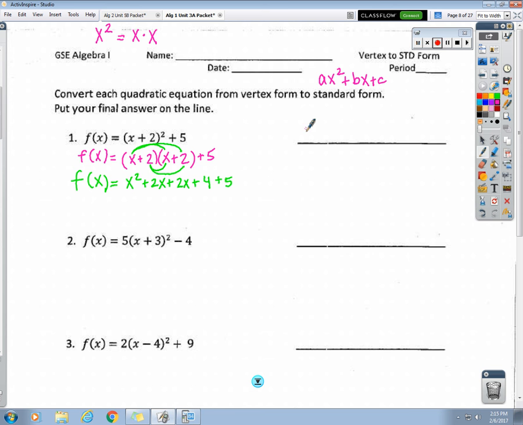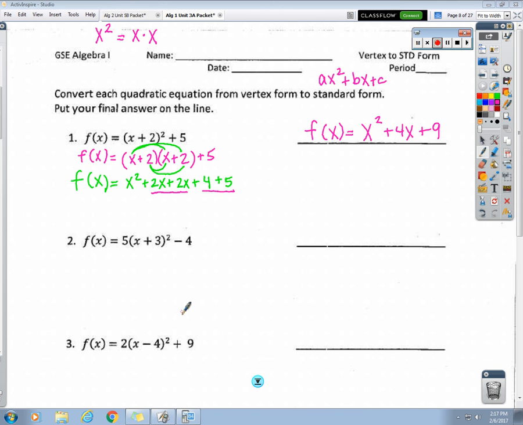So now when I combine like terms, it'll be x squared. Hold on, I'll give you time. 2x plus 2x will make a 4x. And 4 plus 5 will make a 9. And now look, is it that ax squared plus bx plus c form? The a is 1, the b is 4, the c is 9. Go ahead and copy it.